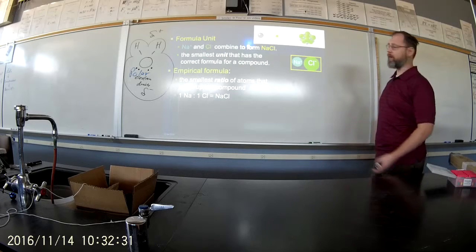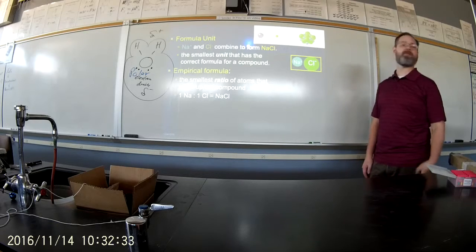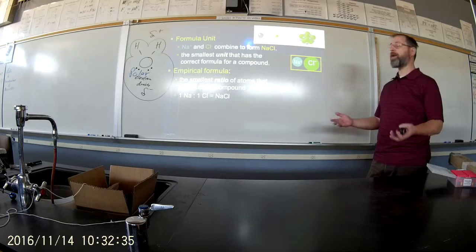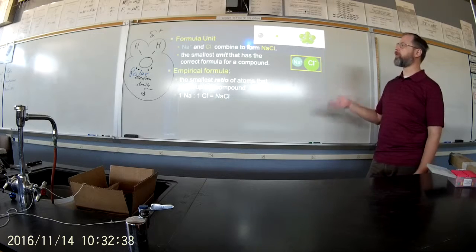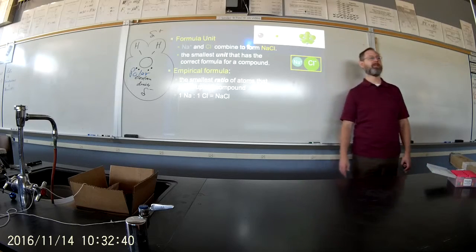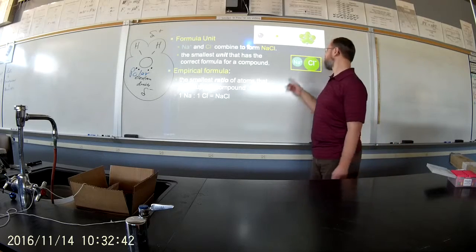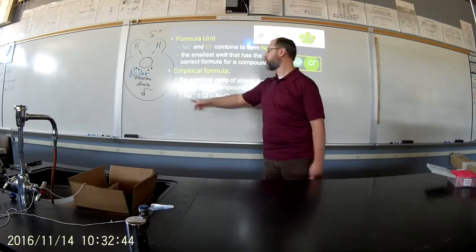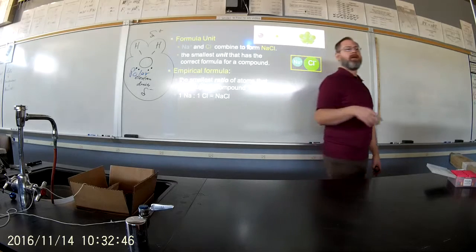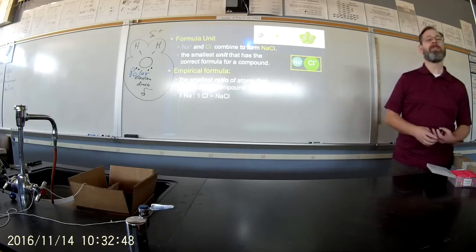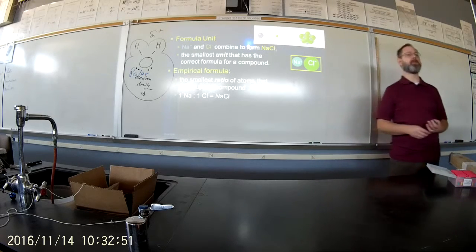Unfortunately, with this particular example, since sodium chloride is just one Na and one Cl, the empirical formula and the formula unit are the same thing. The formula unit is just NaCl. The empirical formula is one Na and one Cl. That's not always the case. Sometimes the empirical formula will be different than the formula unit.